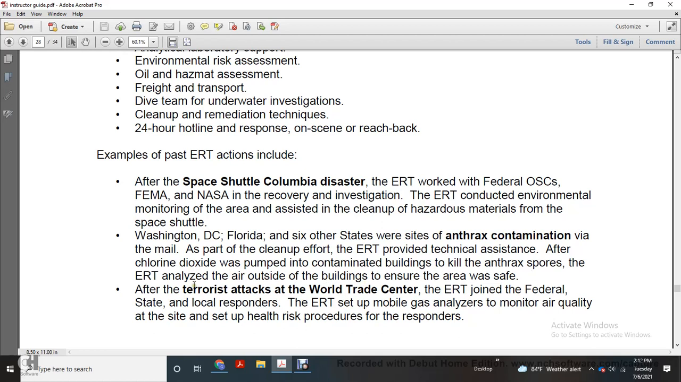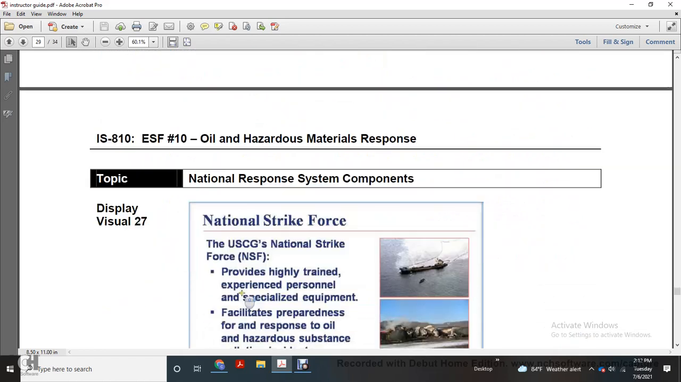The team made sure the areas were safe after the terrorist attack on the World Trade Center. The Environmental Response Team joined federal, state, and local responders. It set up mobile gas analyzers to monitor the air quality on the site and set up health risk procedures for the responders.